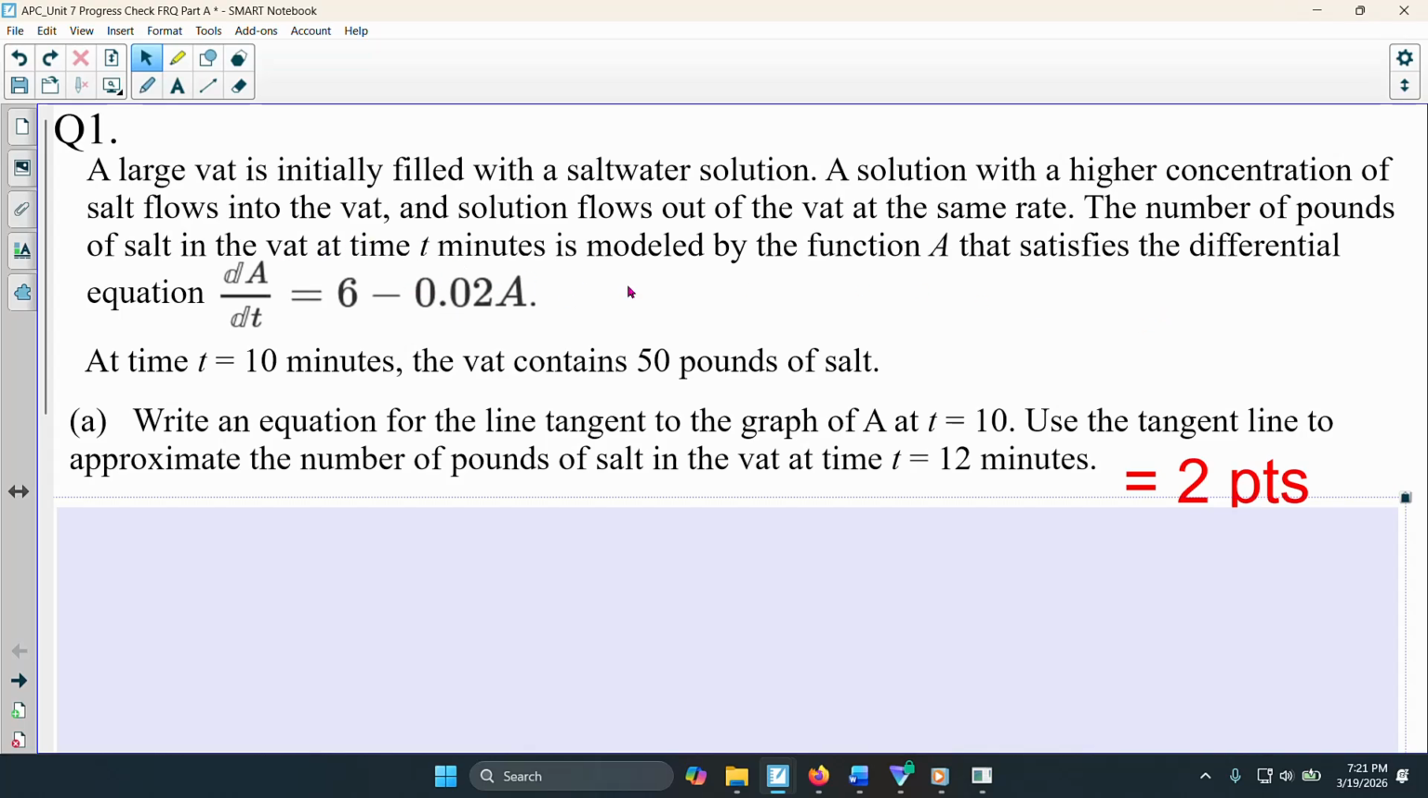Okay, hello again. So I am making a video from today's lesson. This is Unit 7 Progress Check. This will contain both Part A and Part B, with and without a calculator, I think.